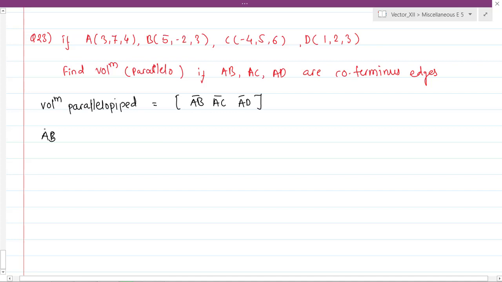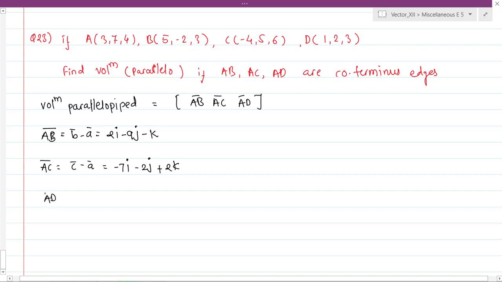So first to find out AB bar, which is equal to B minus A, which is 5 minus 3 is 2i, minus 2 minus 7 is minus 9j, and 3 minus 4 is minus k. AB is done. Find out AC bar, which is C minus A. So this will be equal to minus 4 minus 3 is minus 7i, 5 minus 7 is minus 2j, and 6 minus 4 is plus 2k.